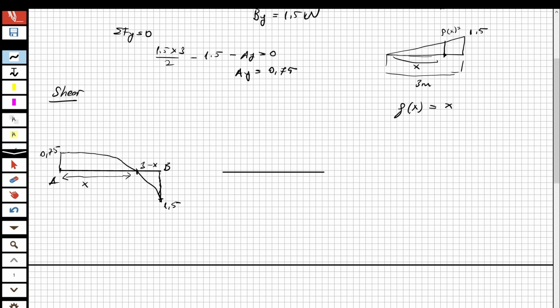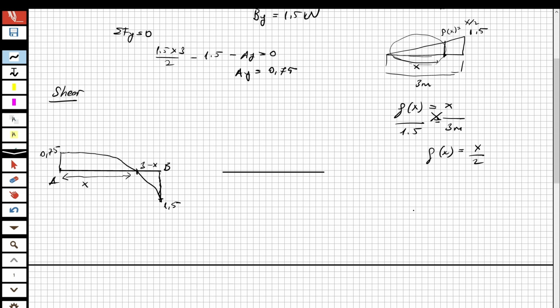So g(x) equal to x, right? For example, this is 1.5 equal to 3 meters. When I multiply this, g(x) will be equal to x over 2. So now I can write x over 2 instead of g(x). So when I try to find the shear forces, let's take this part and analyze it here.